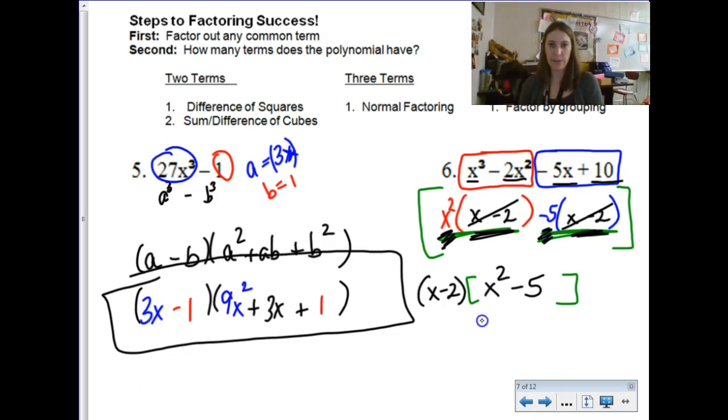And I got a little weird and I put brackets in green around this, but if you would like to switch those out for parentheses, you're more than welcome to. I was just trying to illustrate to you where we went with the terms. This is the factorization, x minus 2 times x squared minus 5.